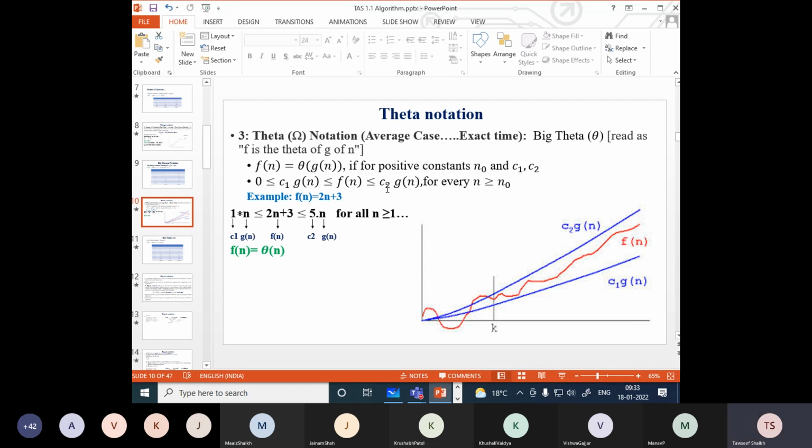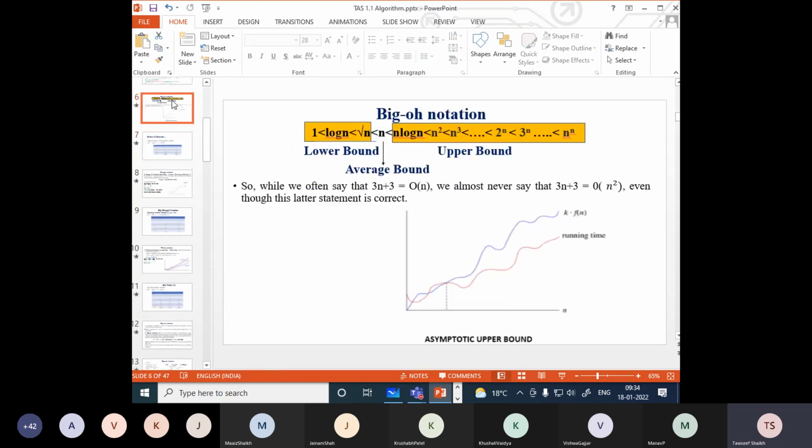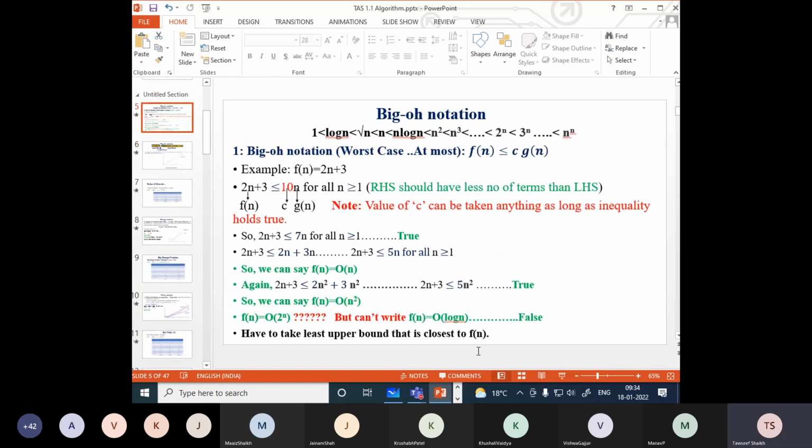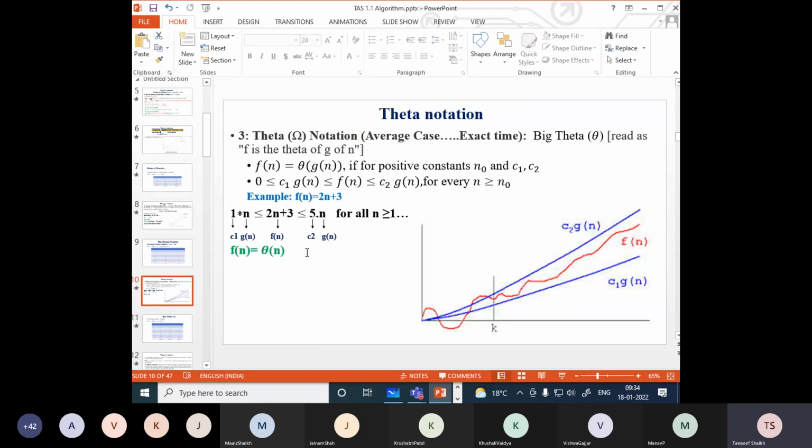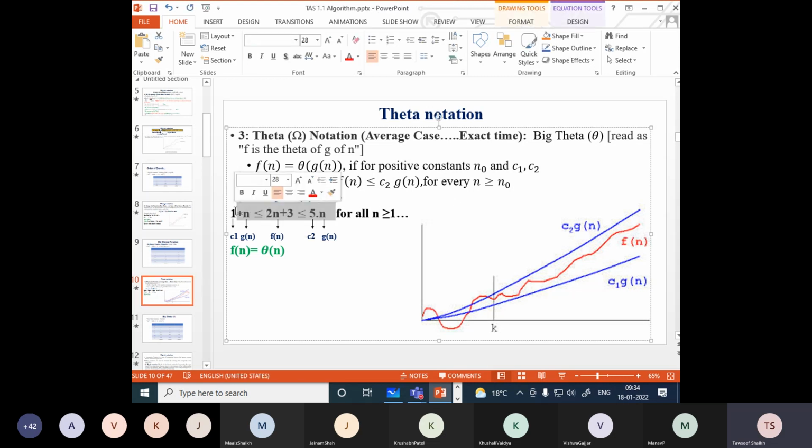Now on the right hand side, c2 into g of n. Since g of n is again n, which we got from the omega and big O, 2n plus 3 is less than or equal to 5n. This we have already calculated, yes? So we have calculated both the big O as well as the omega, and we will put the values in the theta notation. 2n plus 3 is greater than or equal to 1 into n, yes, we know. It is also less than or equal to 5 into n for all values of n greater than or equal to 1. You can put any value of n, you will always get this condition satisfied.